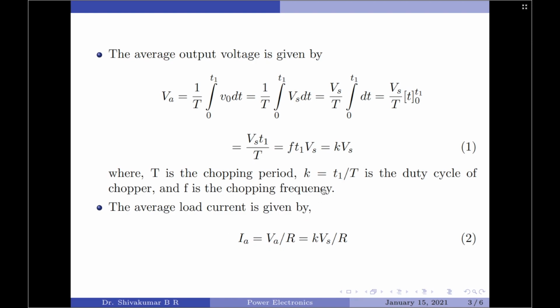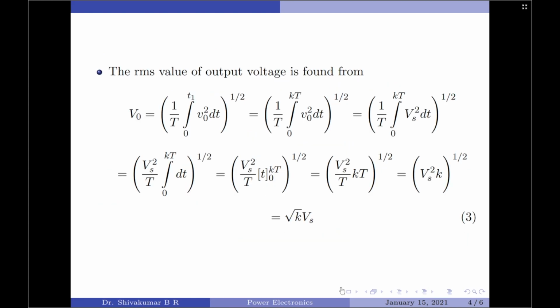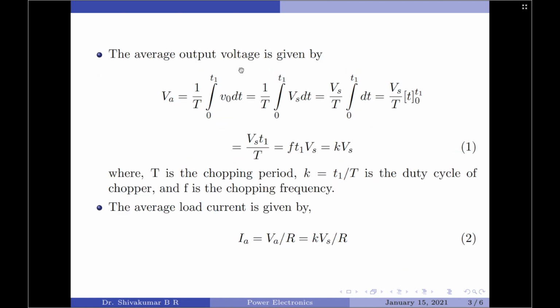Now, since the average output voltage is K into Vs, the average load current will be K into Vs divided by R. Now, let us move on to find an expression for the RMS value of the output voltage. I will extend the equation that I have used for the average output voltage to find the RMS value. What I will do is apply the square root to the whole equation, and then I will square the quantity that is being integrated, and that will give me root mean square.